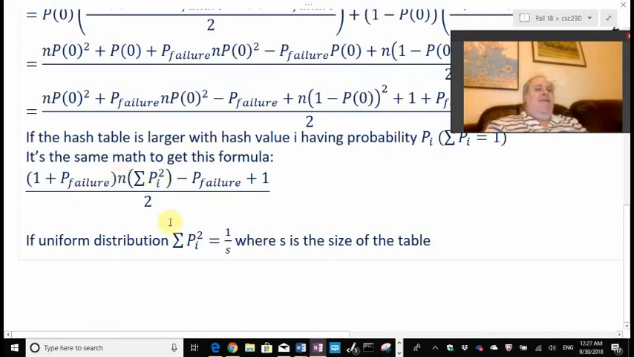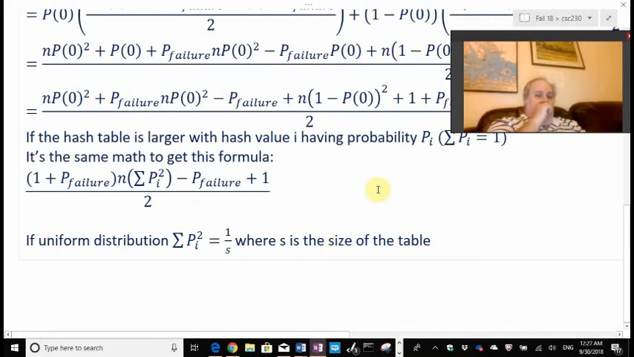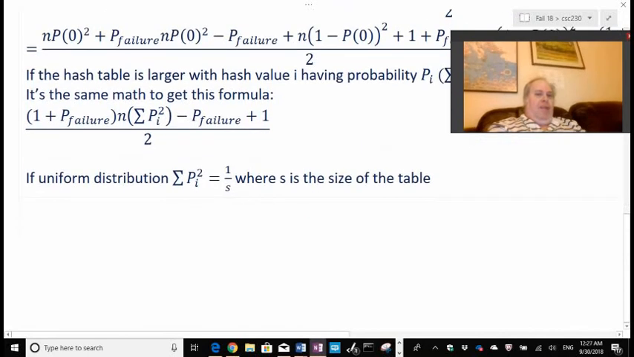Now the difference is, if it's a uniform distribution, a perfect hash, then the sum of p_i squared is 1 over s, where s is the size of the hash table. So the hash table perfectly divides things out, so a hash table of size s makes your search 1 over s times faster. If you make your hash table proportionate to the size of the data, then that makes it O of 1.